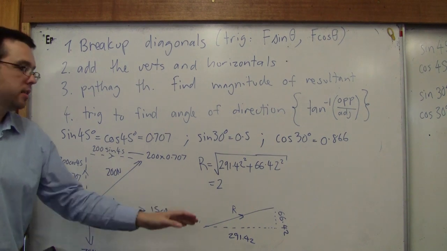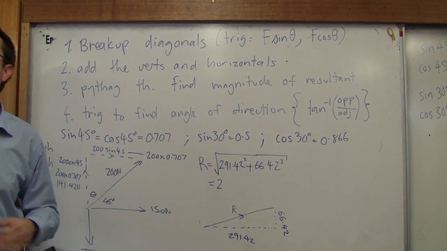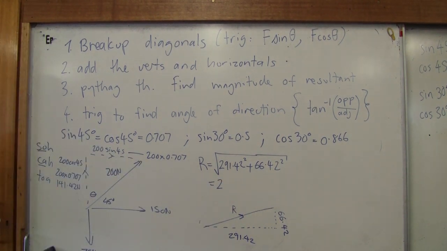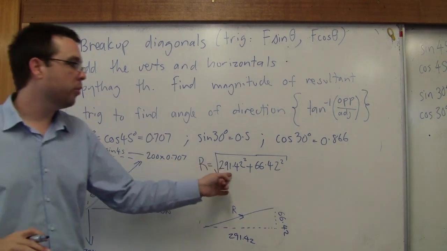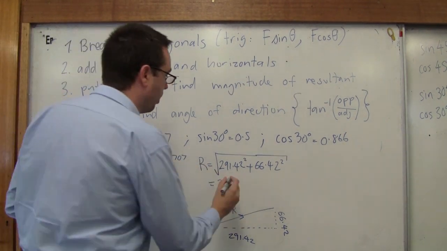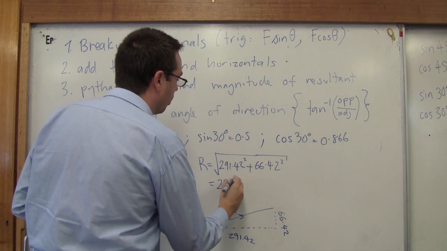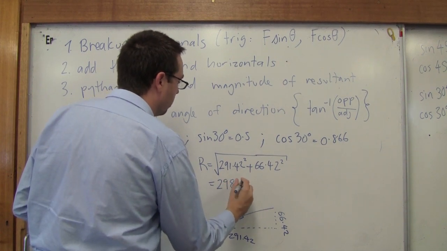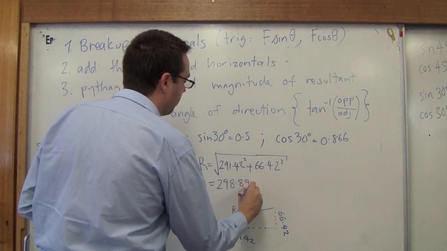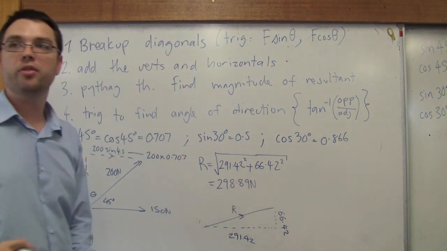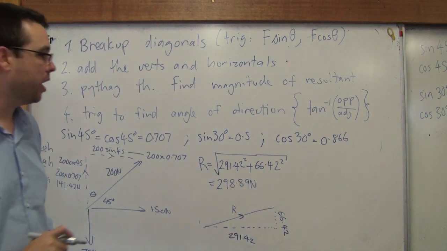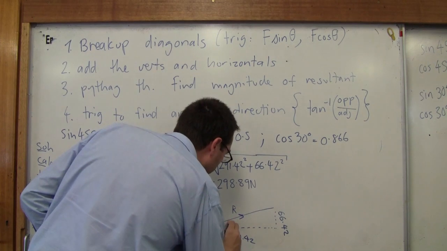Yeah. The hypotenuse must be bigger. So if it's smaller than one of those two values, then we're not happy. Okay, so what was it? 298.89. Is that bigger than both the other values? Yep. Okay, good, we're happy. Now, we need to figure out an angle.